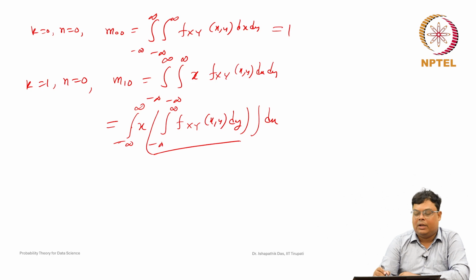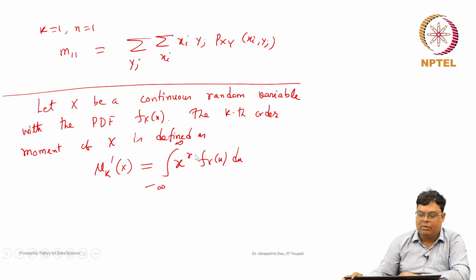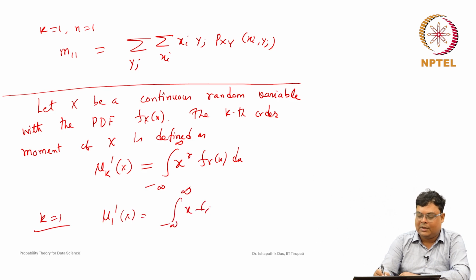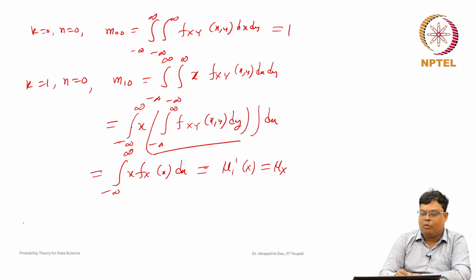Now, what is this? You can remember when we discussed how to find the marginal probability density function from the joint probability density function: if you integrate over the variable y, you will get the marginal probability density function f_X(x). Now, if you compare with the univariate case, suppose k is equal to 1, then you get μ_1' for the variable X, the integral of x f_X(x) dx. So, this is the same value. This is nothing but our μ_1' of X, or simply the notation μ_X. Similarly, m_{10} is μ_1'.